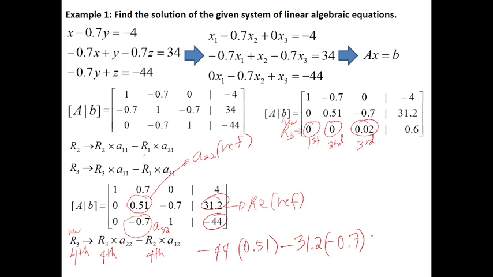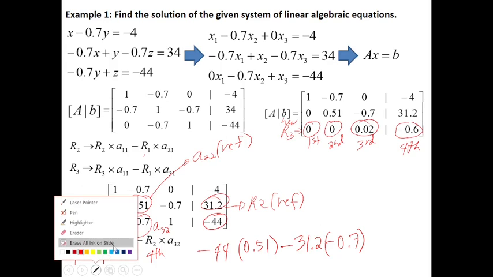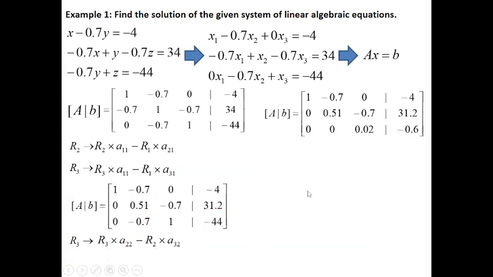Negative 0.06, okay, nakuha yun, negative 0.06. Any question? So we proceed. Is this now an upper triangular matrix? Yes or no? Yes po.